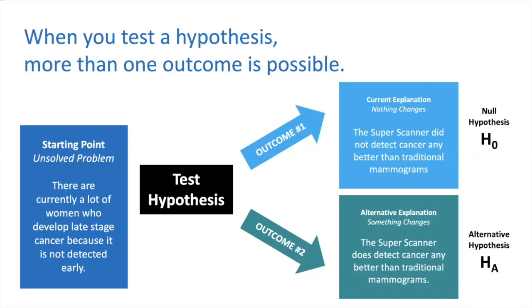Outcome number one is the superscanner did not detect cancer any better than traditional mammograms. This is the null hypothesis. Possible outcome number two is that there's an effect. The superscanner does indeed detect cancer better than traditional mammograms. This is the alternative hypothesis.